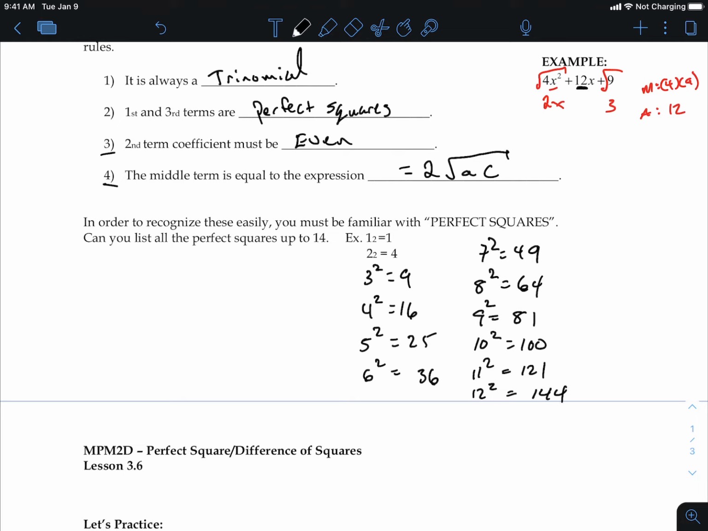I just went ahead and wrote all those there for you, just in case you need them. If you know them, you know them. It's okay. That'll help you in identifying if you can see the 4 and the 9, they both appear in this list. It's an indicator that you can do this. Are we okay?